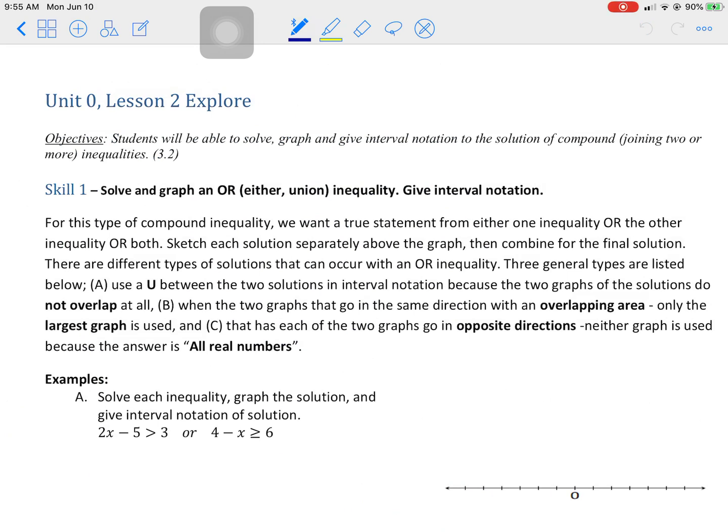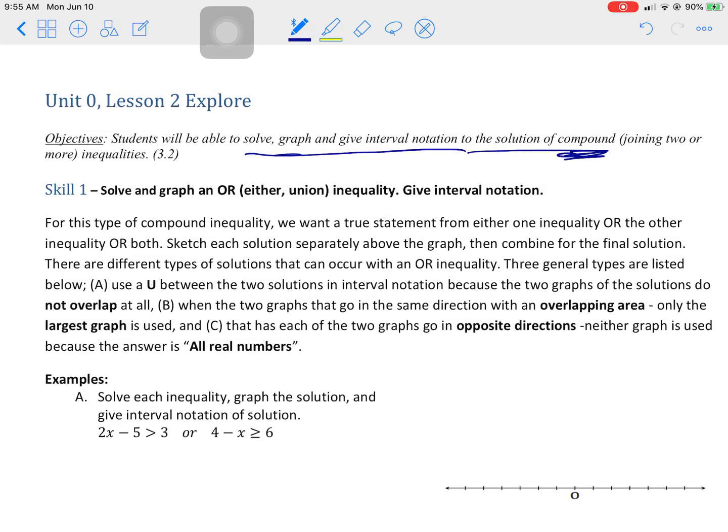So we need to be able to solve, graph, and give interval notation to the solution of a compound inequality. Compound is joining 2 or more inequalities together. So we have a couple of kinds of those.